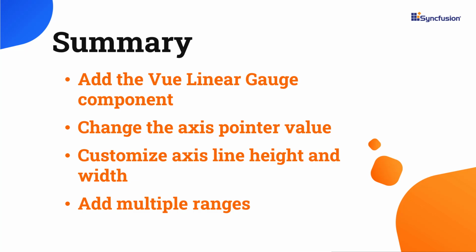Let's wrap up this video. I have shown you how to add the Syncfusion Vue Linear Gauge component to a Vue app and how to change the gauge's axis pointer value, set custom height and width for the axis line, and add multiple ranges to the axis. If you want to try out the example used in this video, you can download it from the GitHub link in this video's description.